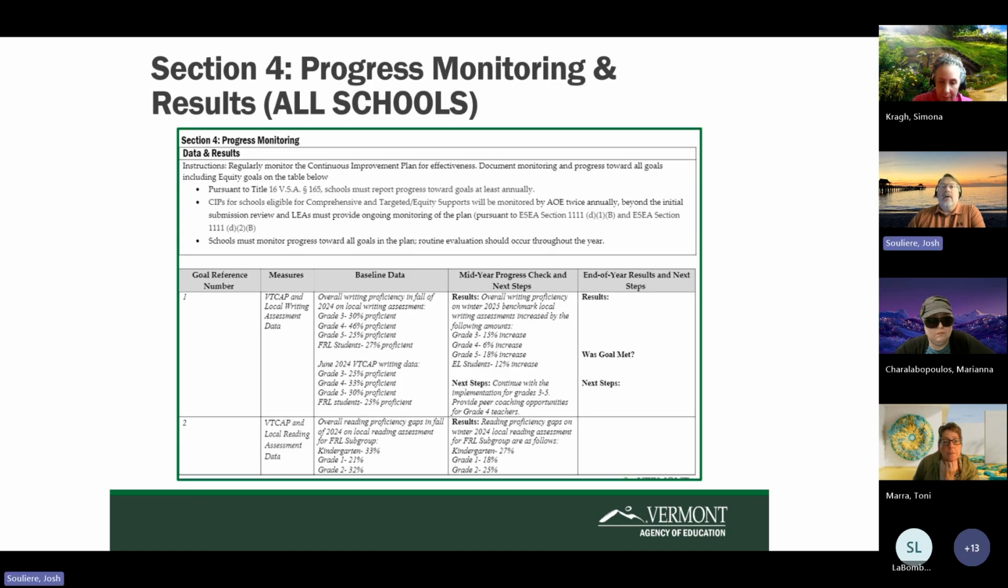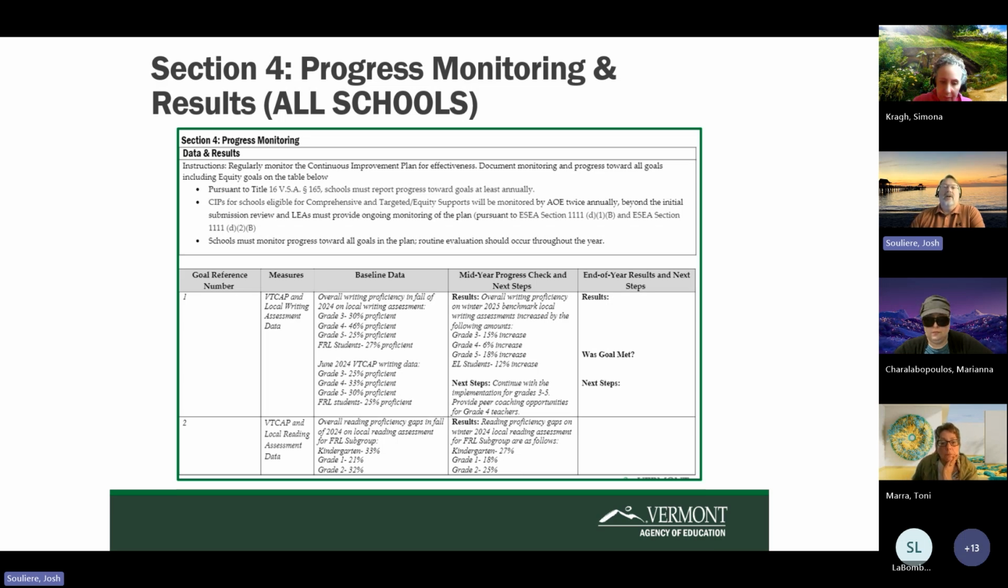Finally, section 4 includes space for all schools to document specific data, baseline, progress monitoring, and year results for each goal referenced in the plan. For schools identified for comprehensive and targeted support, plans will be updated for mid-year progress monitoring and end-of-year results to ensure implementation efforts are driving positive change and results throughout the year. LEAs are responsible for ongoing monitoring of the school plans.